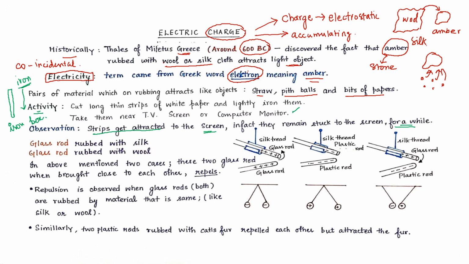So this is one example which shows that this thin strip of paper after ironing accumulates some charges on it, and when brought near the screen of a television, laptop or mobile, which have lots of moving electrons, these two start attracting each other.